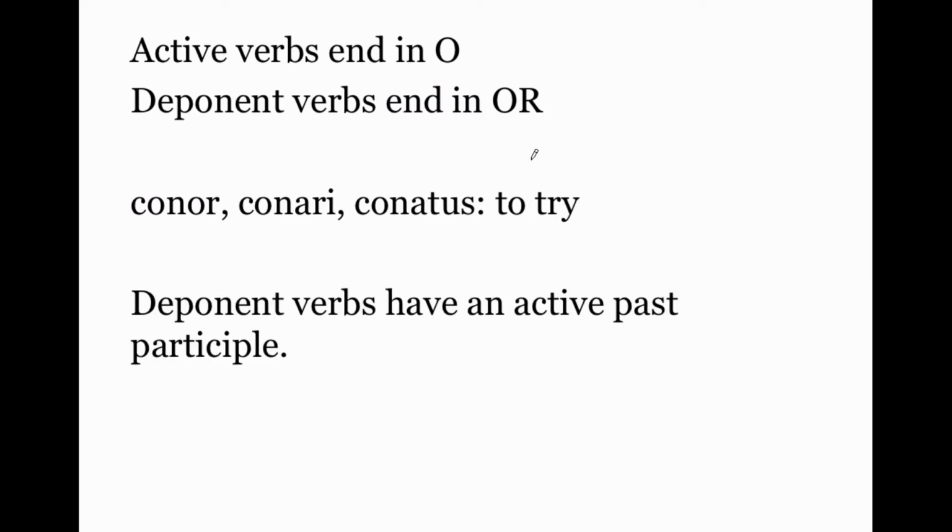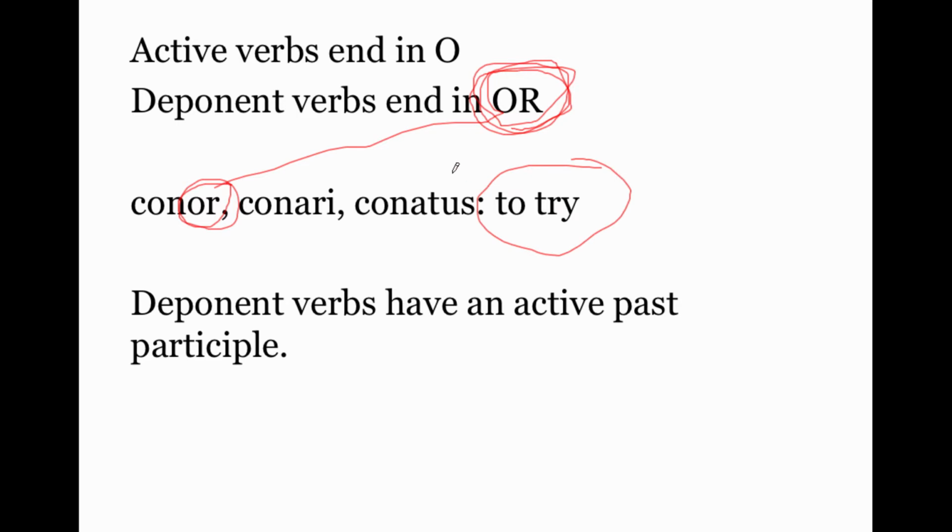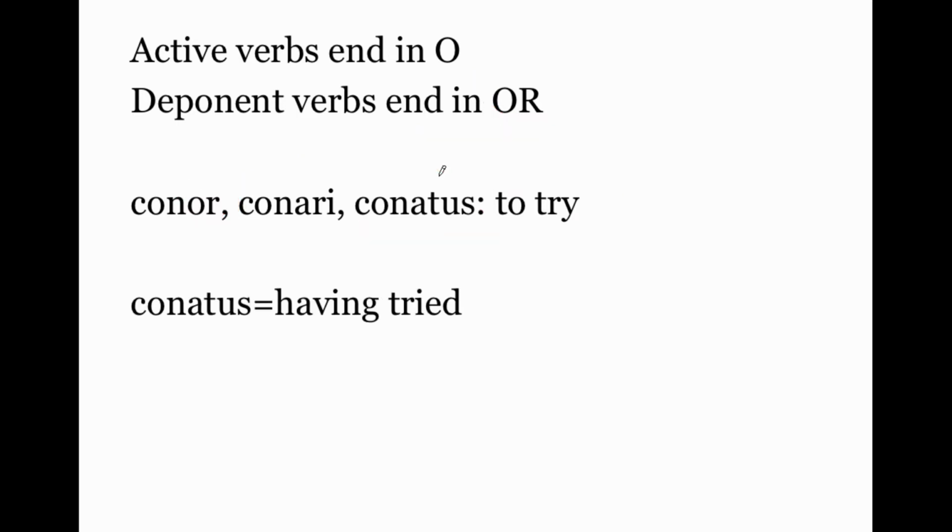Okay, let's look at another verb. Conor. Wait a minute. This doesn't end in an O. This ends in an OR. He told me that if it ends with an OR, it's deponent. Now, we're going to talk a little bit later about what that means for how we translate all the forms of the deponent. But remember, deponent verbs have an active past participle, okay? So if the verb means to try, the past participle conatus here means having tried, okay?